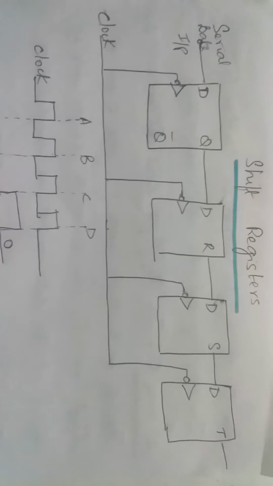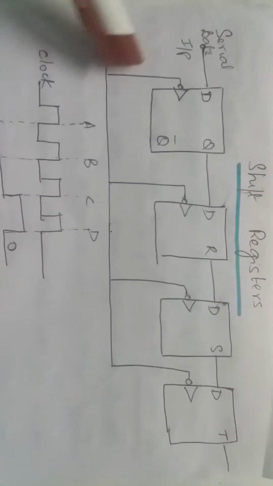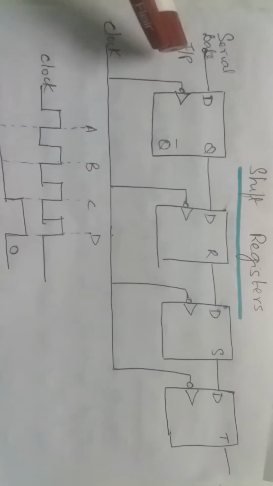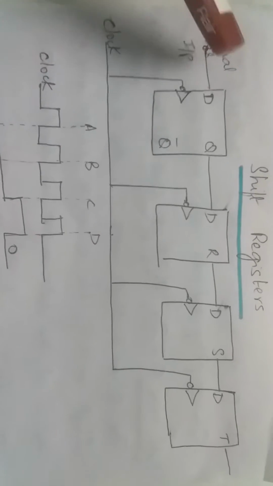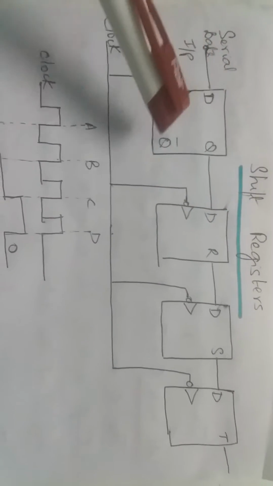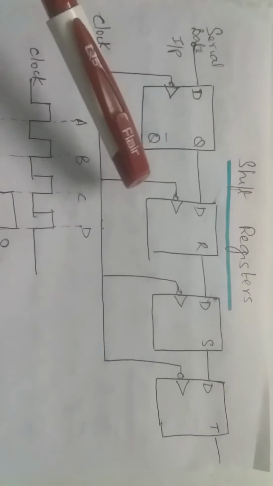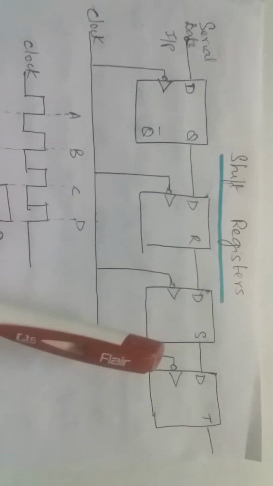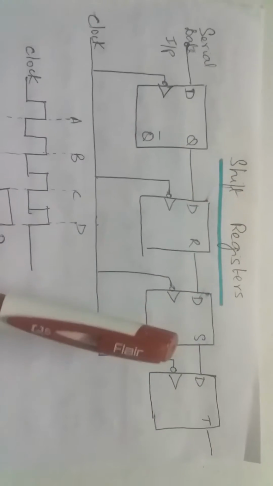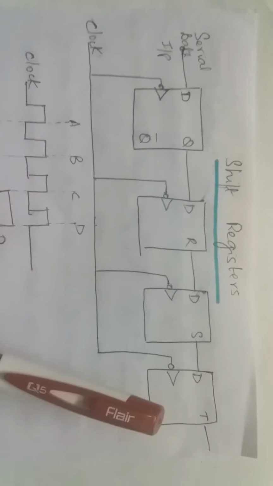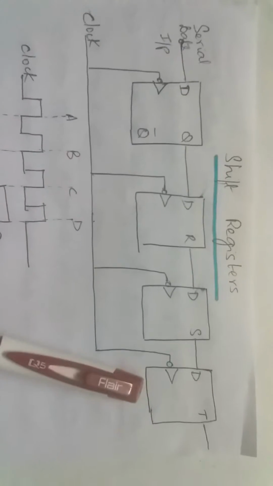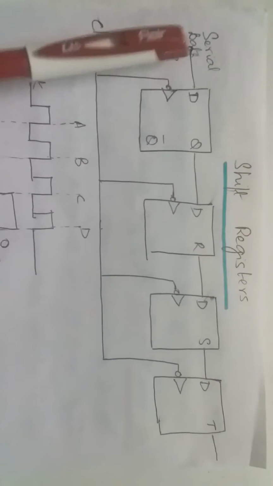Let's say there are 4 D flip-flops. The output Q of the first flip-flop is connected to the input of the second flip-flop. Output of the second flip-flop is connected to input of the third flip-flop. Output of the third flip-flop is connected to input of the fourth flip-flop. And the data input is given to the first flip-flop.